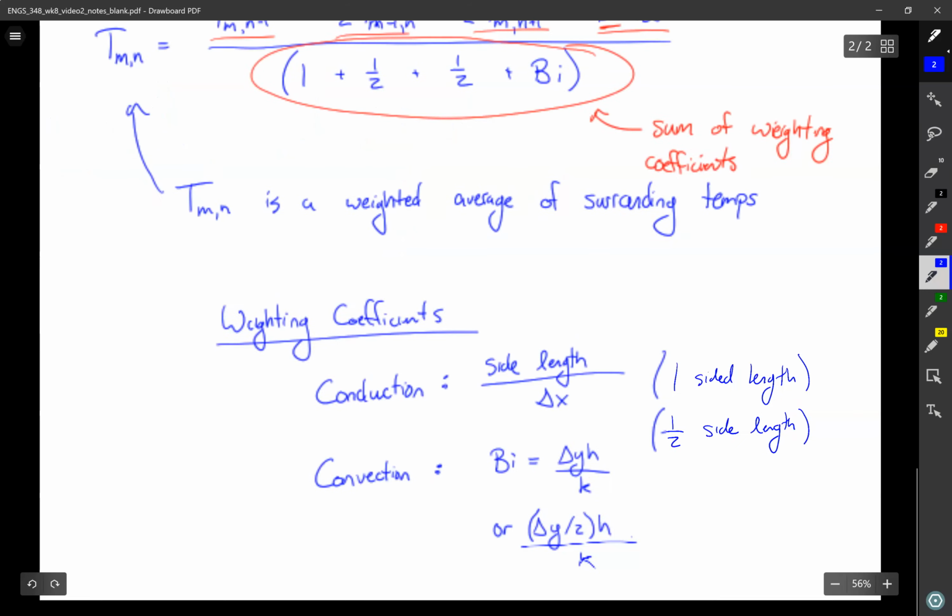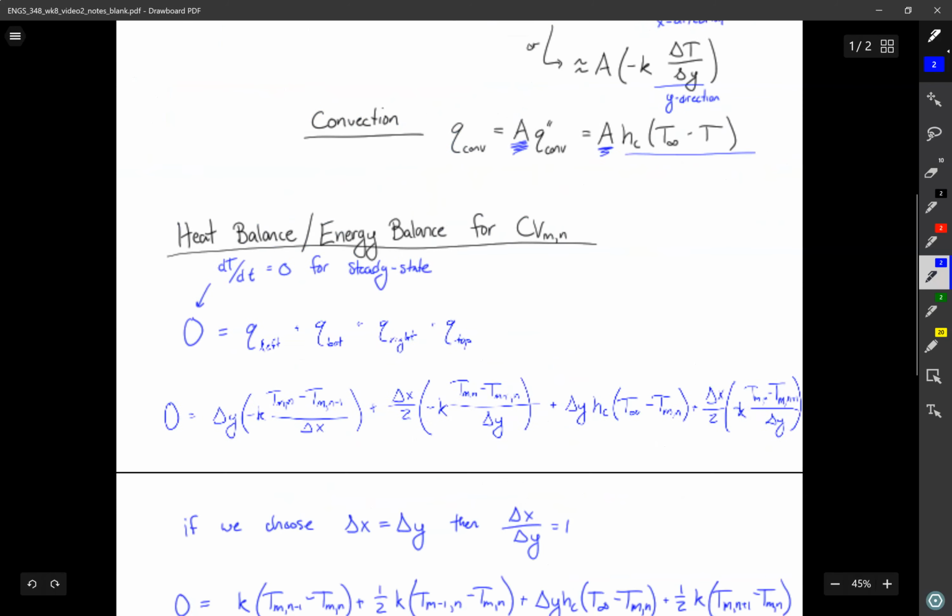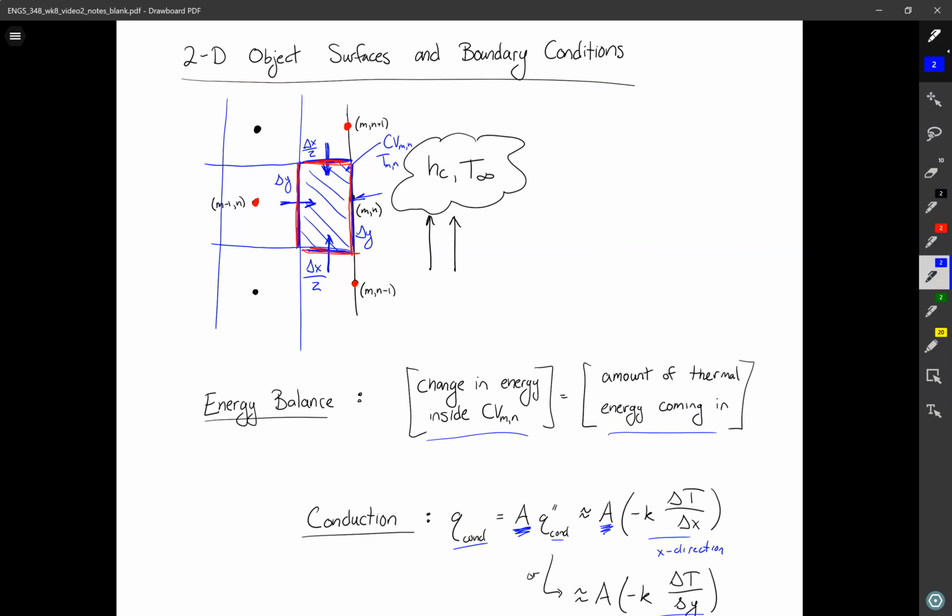But if you can picture this just as a weighted average, I think you can get a lot of physical insight into how this is working, where the temperature of any one spot is a weighted average of the surrounding temperatures around that slice of space.